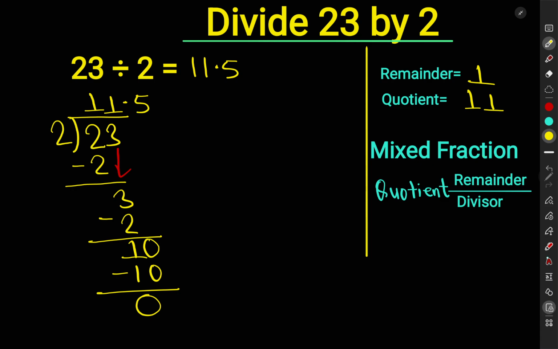Like as in terms of a mixed fraction, the quotient we have is 11, the remainder we have here is 1, and the divisor we have here is 2.